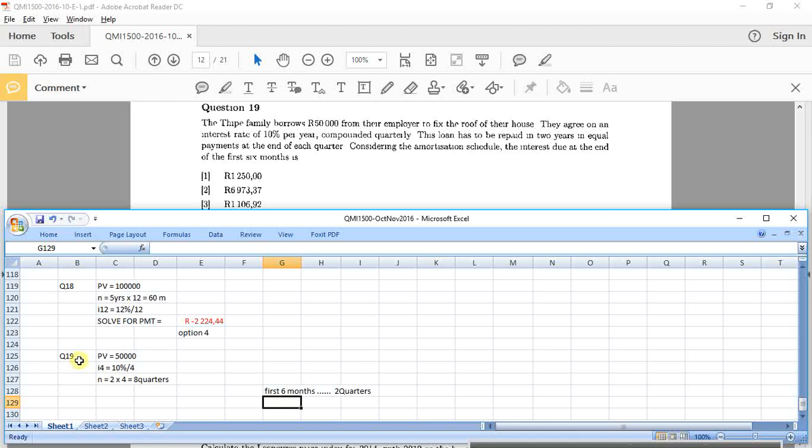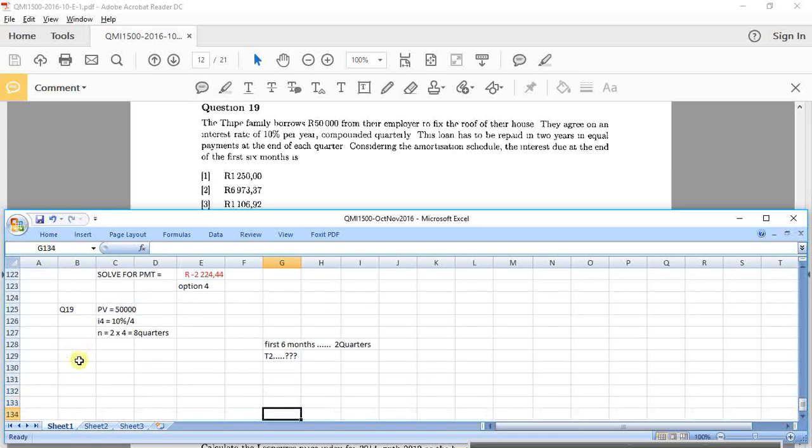3 months, 3 months, 3 months, 3 months, 4 of them in the year. Okay, so every 3 months is 1 quarter. So in 6 months I'll have 2. Alright, so I need T2 basically. T2 question mark. That's basically what I'm working out.